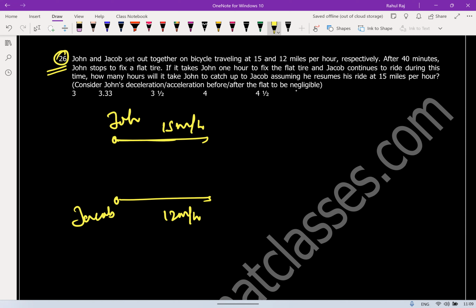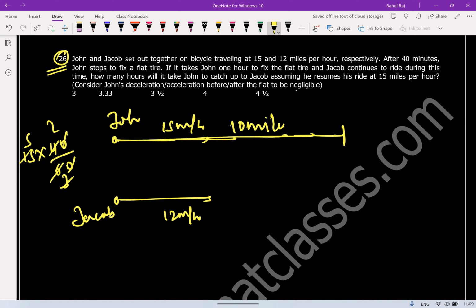So what is the distance traveled by John in 40 minutes? 15 into 40 by 60. These are all easy questions. 2 to the 4, 2, 3, 6, 3, 5, 15. So 10 miles. Now, in 40 minutes, John has traveled 10 miles. But in that 40 minutes, Jacob must have also traveled something. That is 12 into 40 by 60. 8 miles.